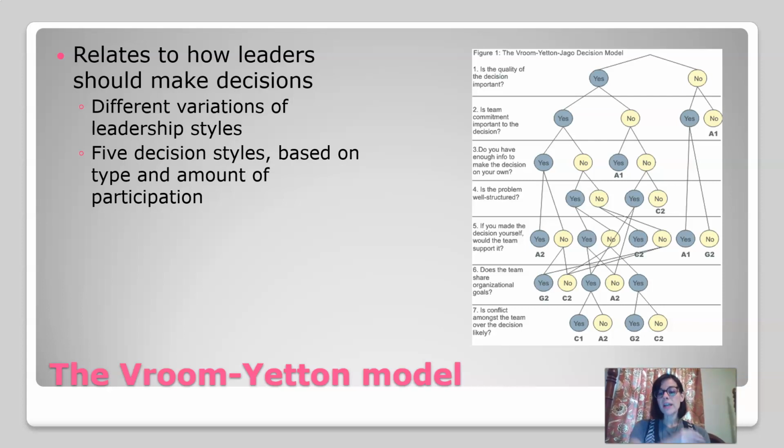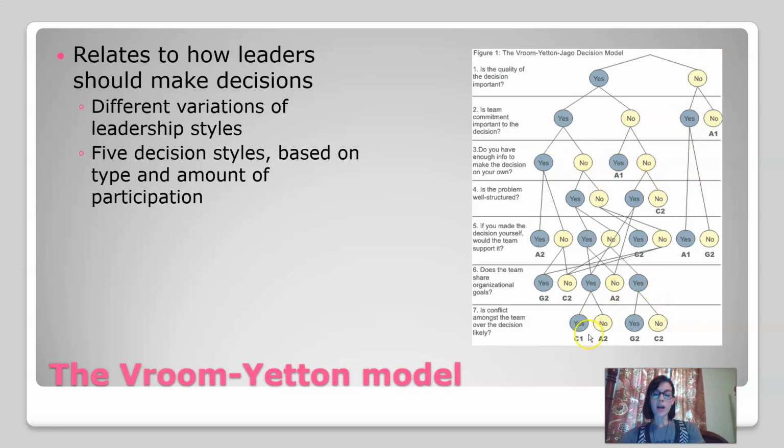Autocratic type 2 is basically where the leader is getting information from followers and then makes that decision on their own. The problem or the decision may not necessarily be given to followers. So basically the job of followers is to just provide information. So those are the 2 autocratic types.